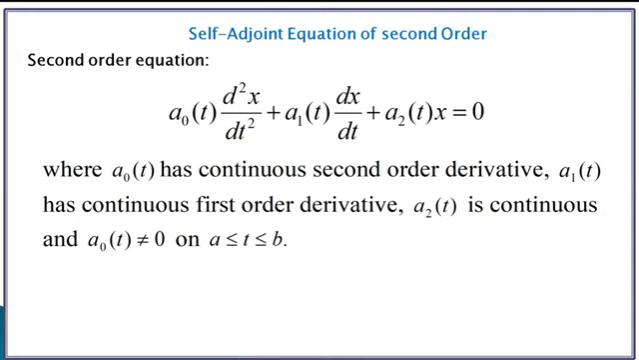Suppose we have a second order linear differential equation with coefficients a0, a1 and a2, where a0 is not equal to 0 and continuous and has a first order derivative. We'll see why we require these properties of these coefficients. When we see the definition of self-adjoint equation, we'll understand why we need these properties. Let's go to the adjoint equation.